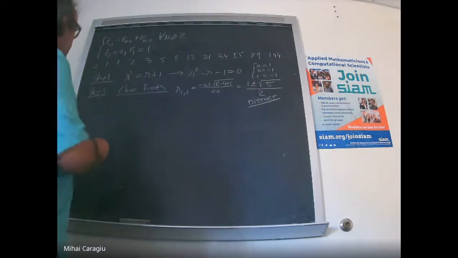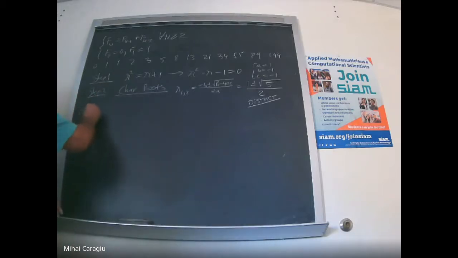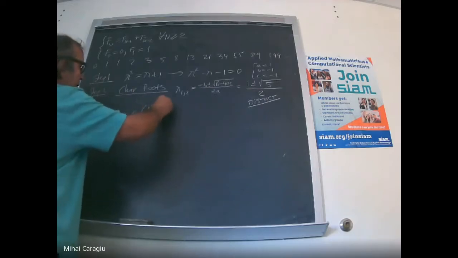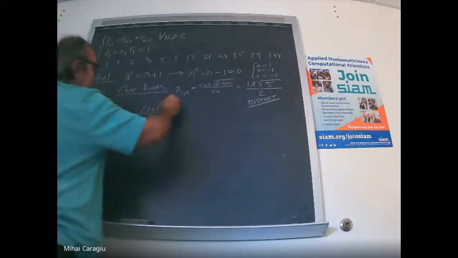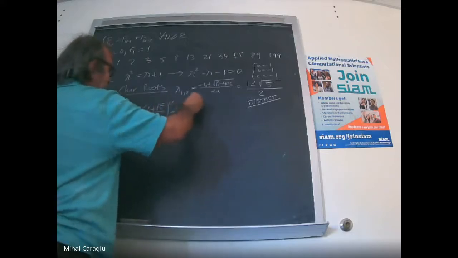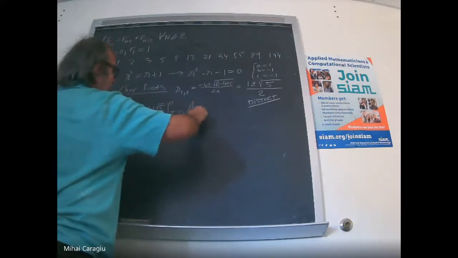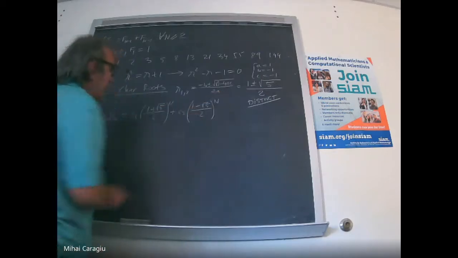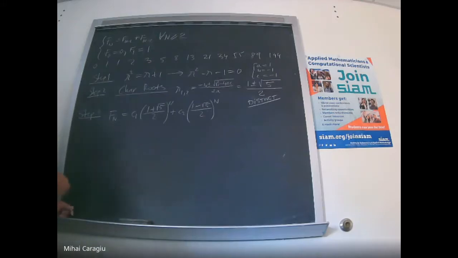For distinct roots, we go to step 3. The projected form of Fn is C1 times ((1 plus square root of 5) over 2) to the power n plus C2 times ((1 minus square root of 5) over 2) to the power n. This will be the expected form of the Fibonacci sequence.